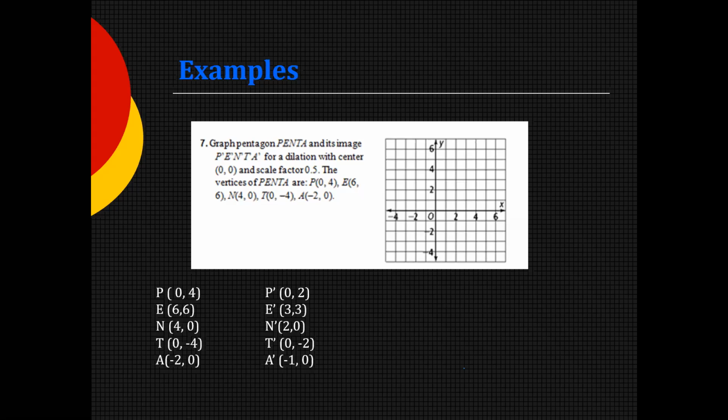So multiply each coordinate of each point, the x coordinate and the y coordinate, by the scale factor 0.5. Get your image, P prime, E prime, N prime, and so on, and plot it on the same graph. When you plot it, you will notice that it is actually a reduction, because 0.5 is less than 1. It's a reduction of your first figure, PENTA.